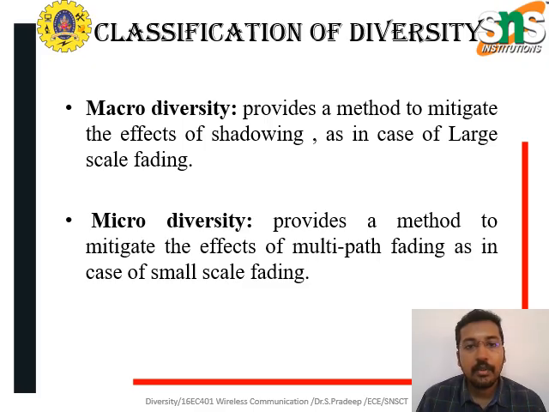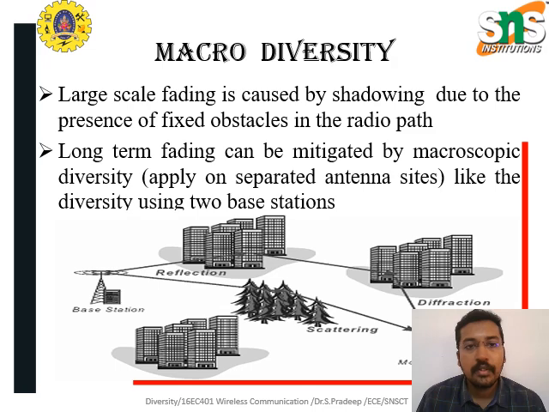Macrodiversity provides a method to mitigate the effects of shadowing, while microdiversity provides a method to mitigate the effects of multipath fading. Macrodiversity is also known as site diversity. It utilizes multiple transmitters or receivers that are significantly separated in distance, typically at different physical locations like base stations in a cellular network or access points in a WLAN.